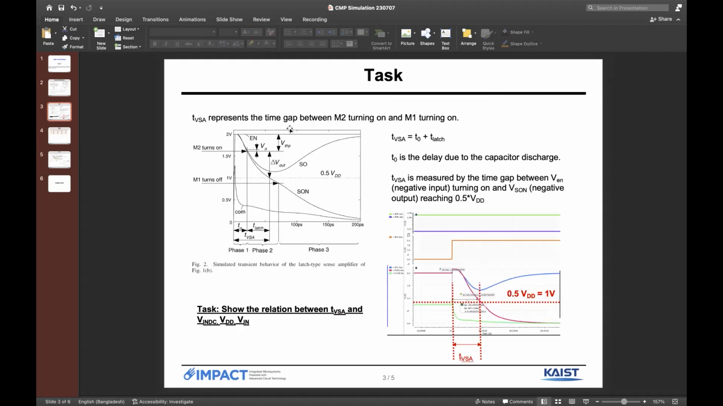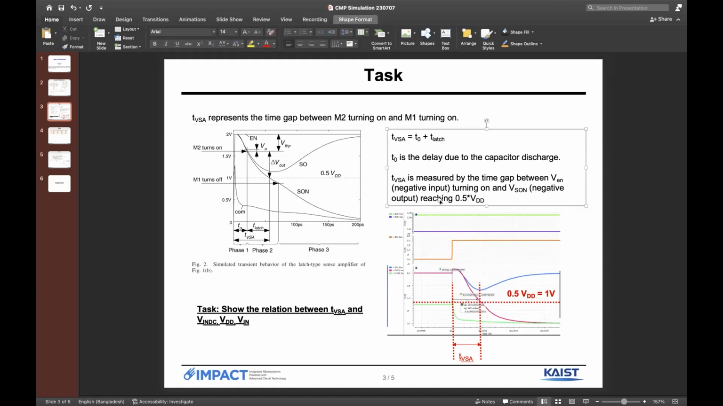So what is our task? Our task is related to TVSA, the total delay time, which is the sum of two delay times. T naught is the delay due to the capacitor discharge. If we look at the graph, T naught is the time it takes for M2 to turn on, and T latch is the time it takes for M1 to turn on, and TVSA is the total time. It's not a time gap, it's the total time between these two MOSFETs turning on.